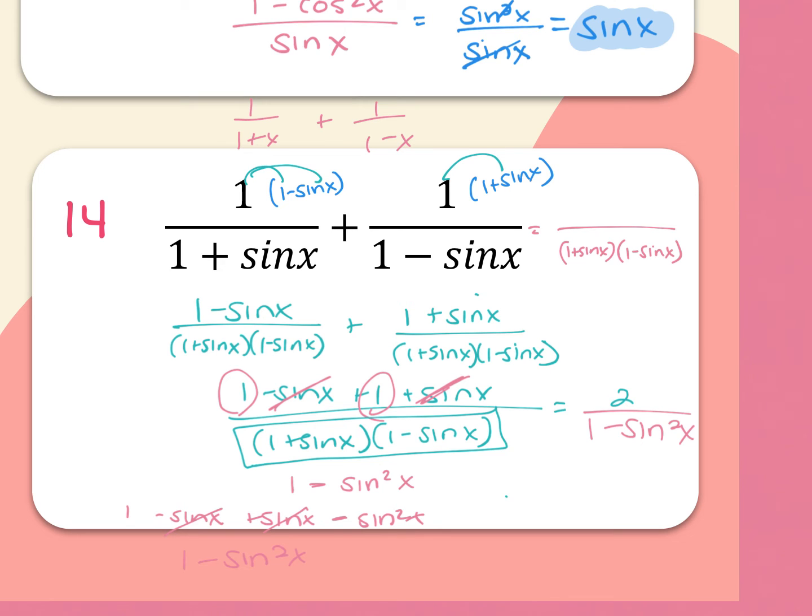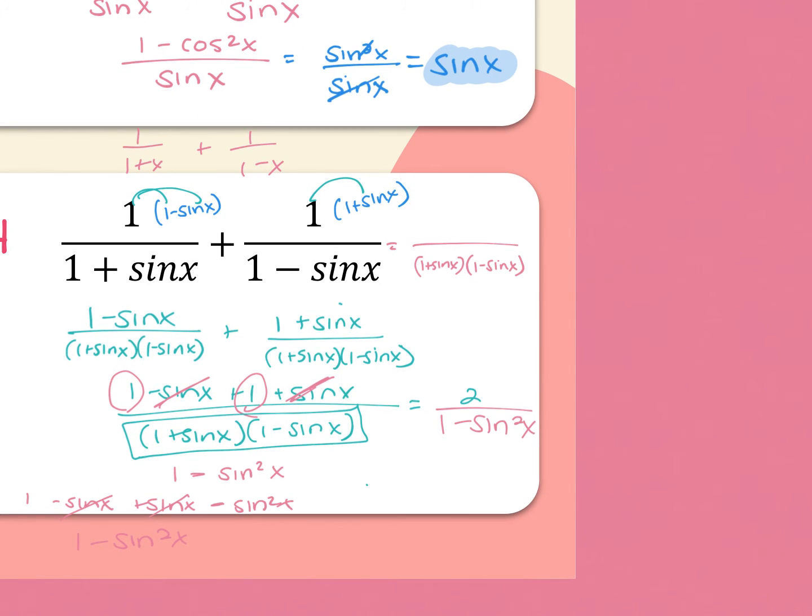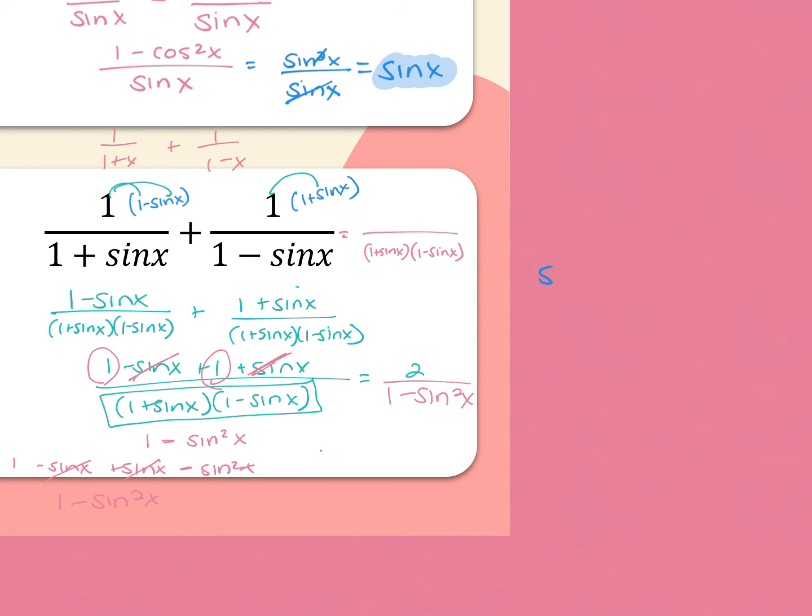Now what? Am I done? Isn't that going with the Pythagorean something? Good. The Pythagorean something. Yes. I don't care if you know the name of it. Sine squared x plus cosine squared x equals 1.